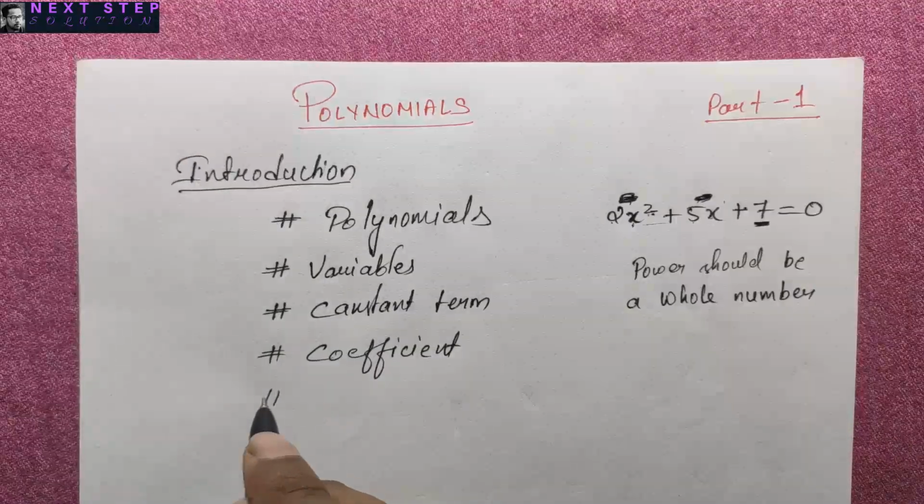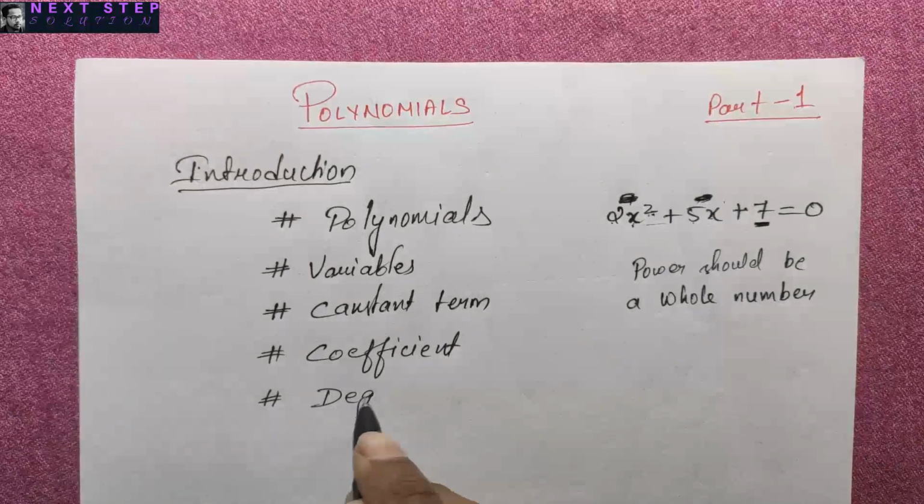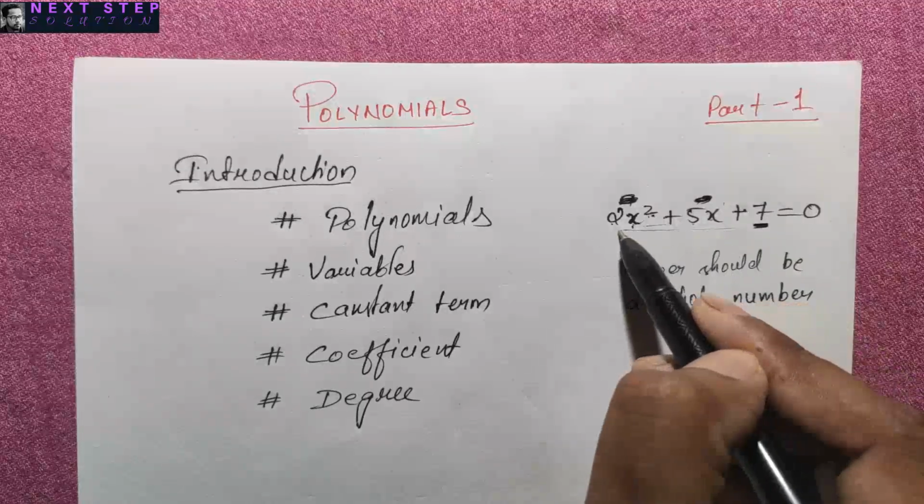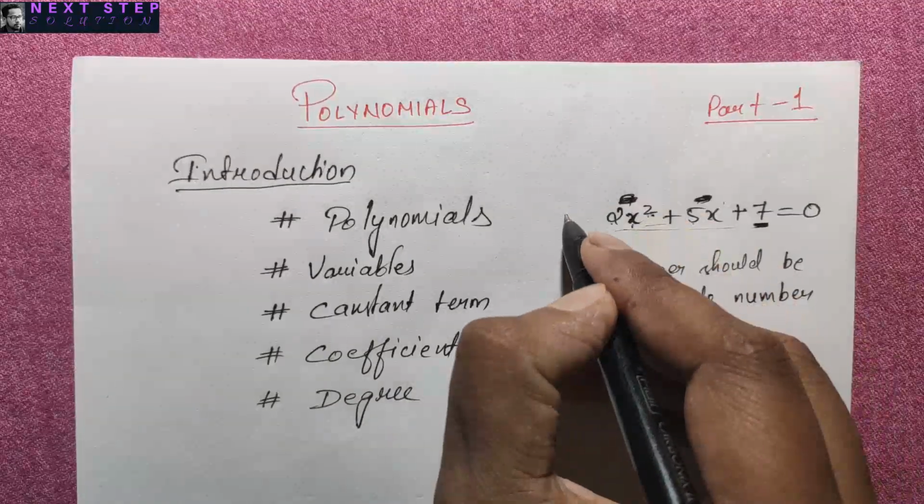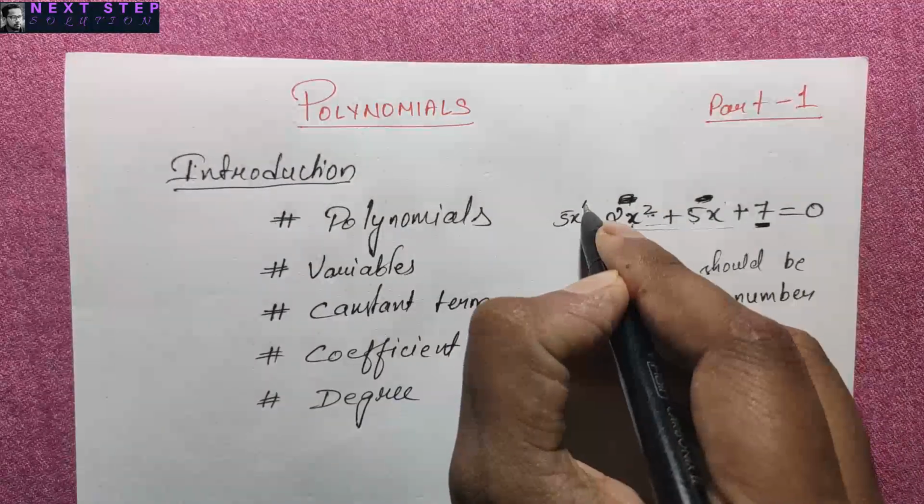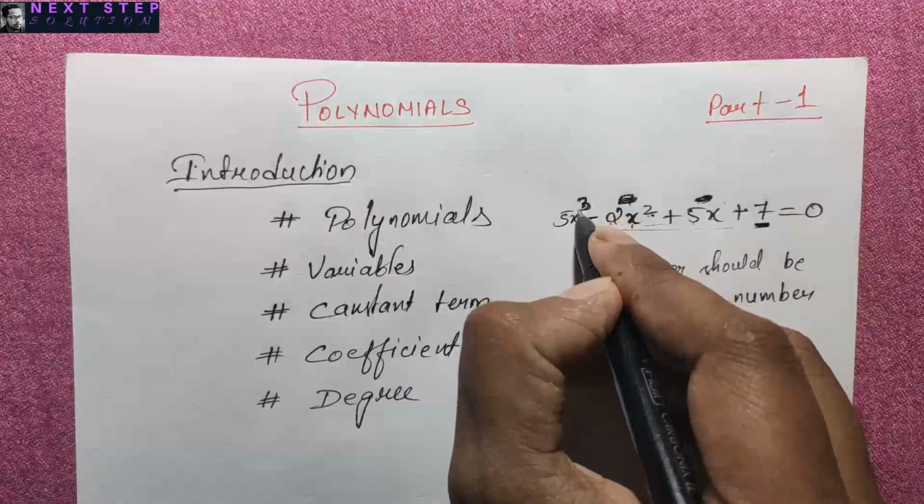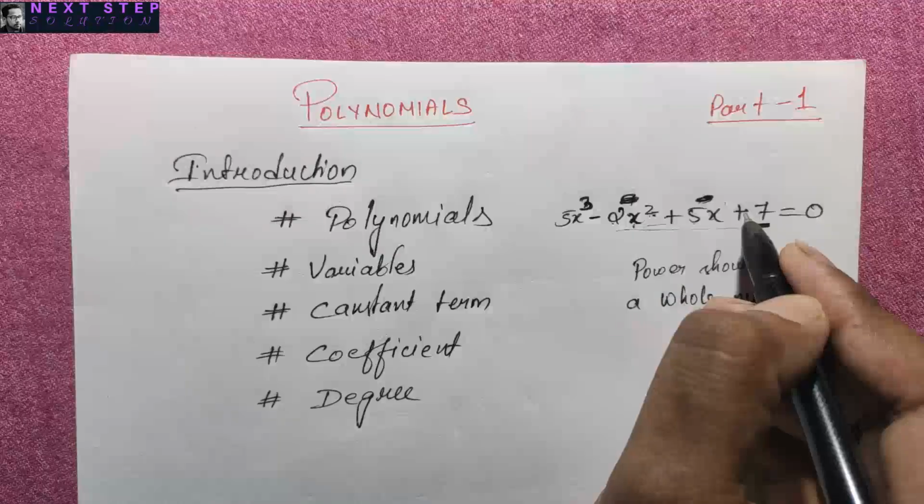Then the next thing is degree. Degree means the greatest power. What is the degree of this polynomial? The degree of this polynomial is 2. If I have, suppose here, 5x to the power 4 or to the power 3 minus 2x to the power 2, here what is the degree? The degree is 3. The greatest power is called the degree.